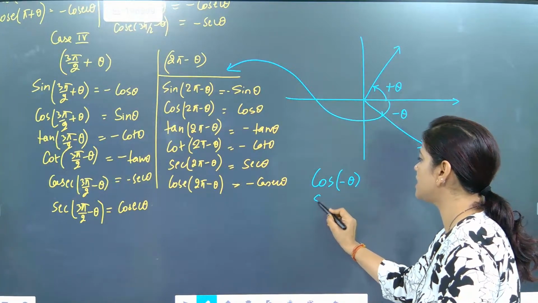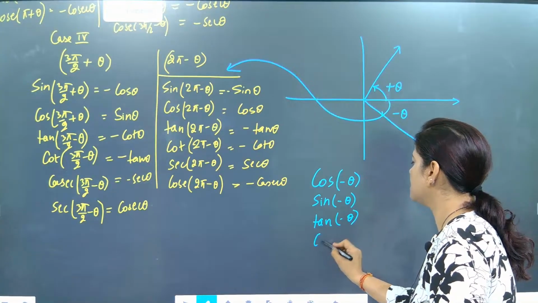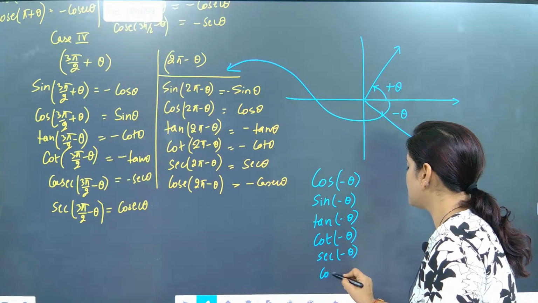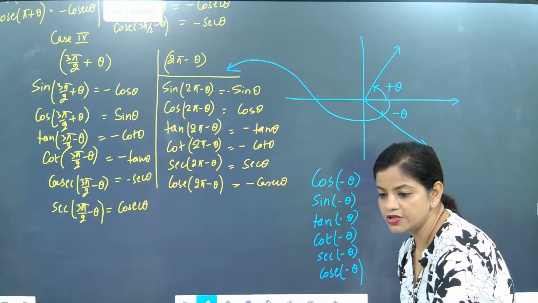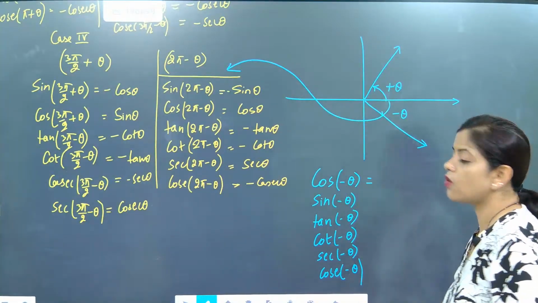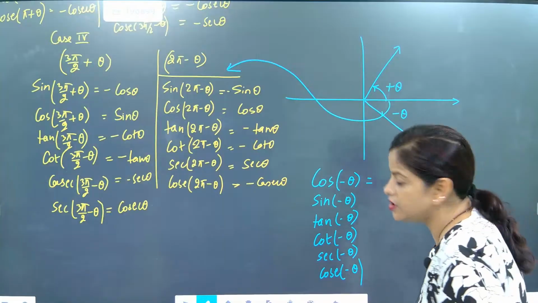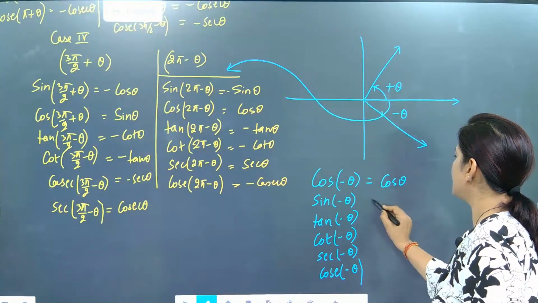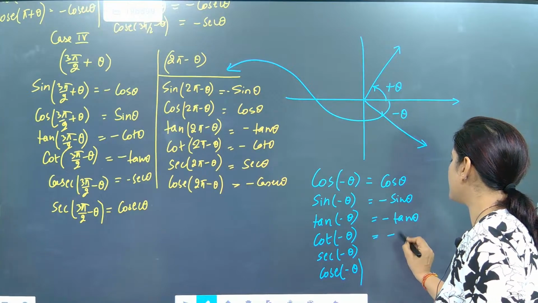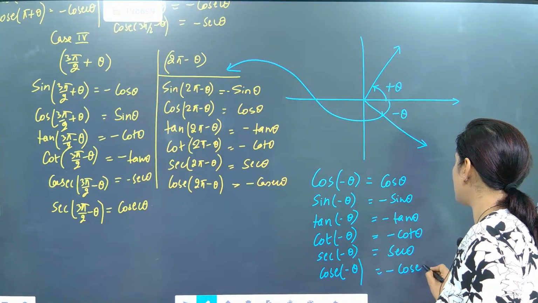Cos of minus theta, sine of minus theta, tan of minus theta, cot of minus theta, secant of minus theta, cosecant of minus theta. Understood, beta? So clockwise, anti-clockwise, direct, we will do and give the answer now. In the fourth quadrant cos is positive, the rest of the trigonometric ratios are negative. So we write cos theta, this becomes minus sine theta, minus tan theta, minus cot theta, secant theta, and minus cosecant theta.